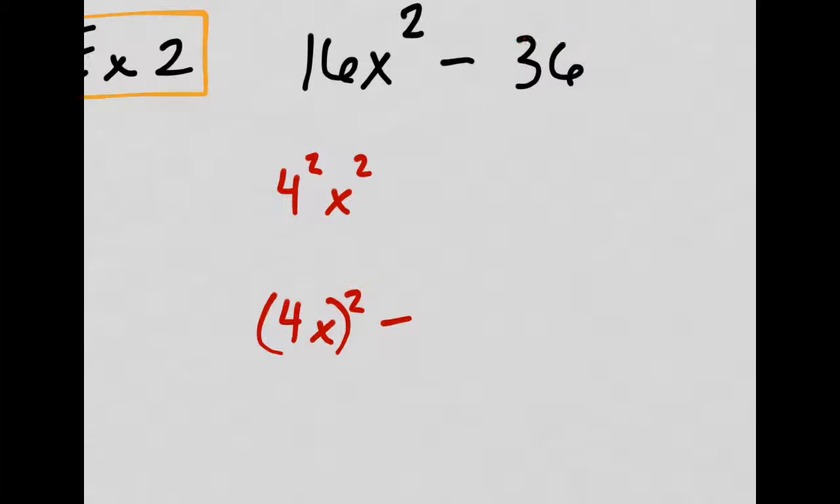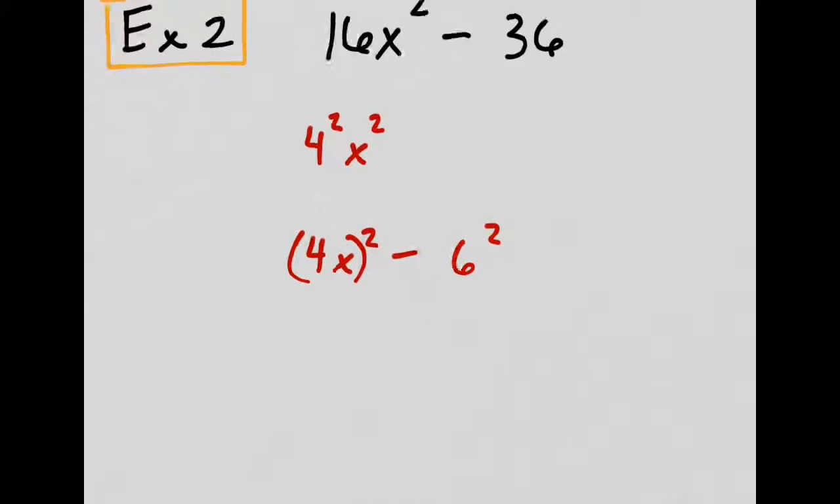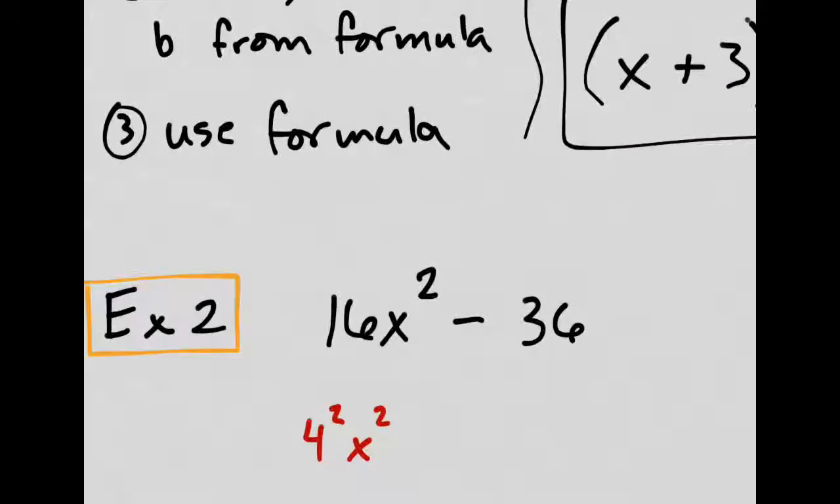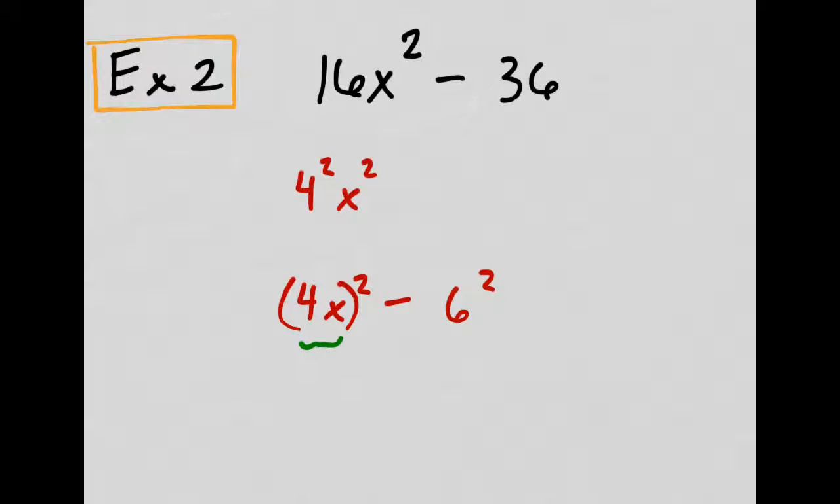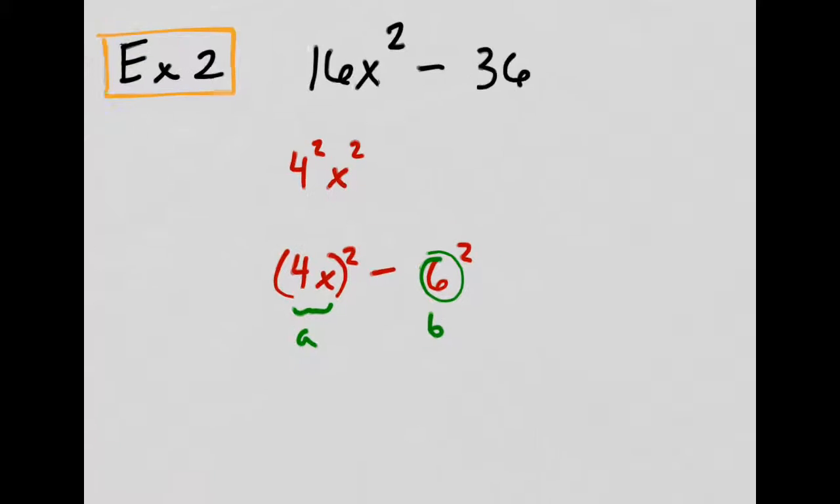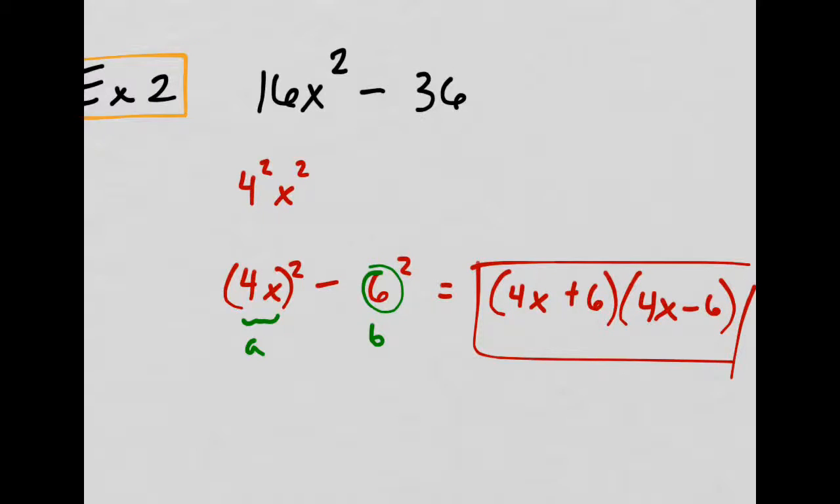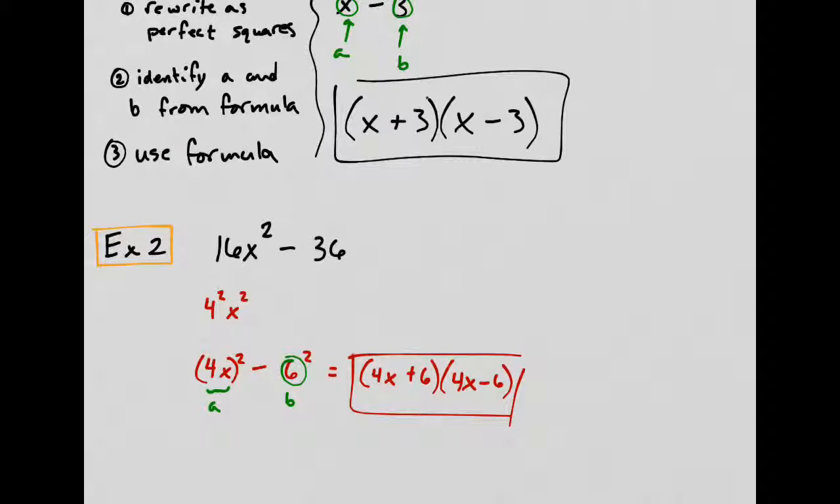This is 6 squared. Now I need to identify A and B. Well, in this case, 4x, that's A, and 6, that's B. So then what's my answer? Well, my answer then is A, 4x, plus 6, and then 4x minus 6. And that's all you do. It's beautiful. Isn't that nice and dandy?